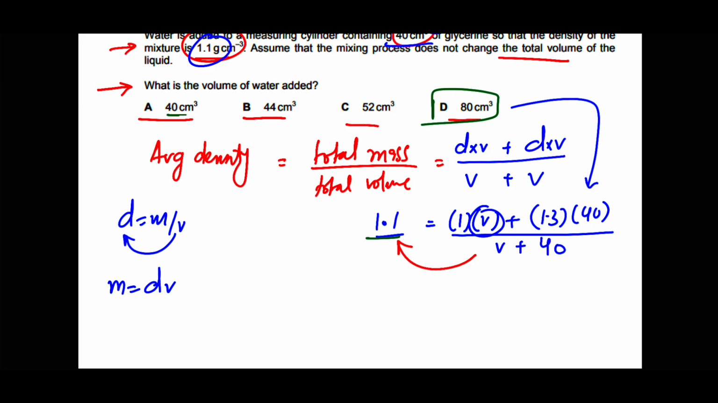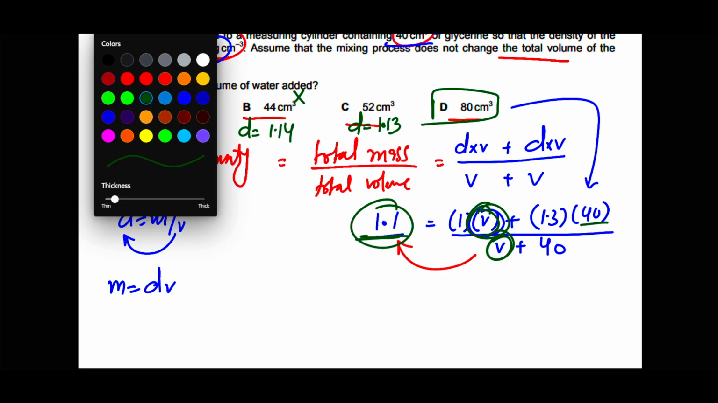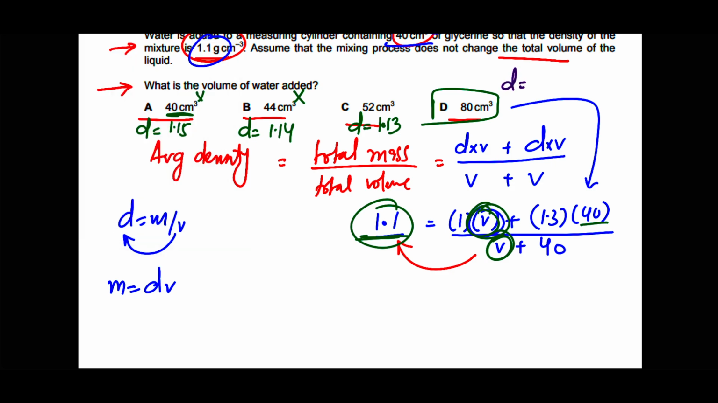So when I put 40 in place of V, my answer for density comes out as 1.15, which is wrong because I am expecting a value of 1.1. So I will reject this answer. Doing the same process again gives me a density of 1.14. Again wrong, I will reject this. The density given by option C comes out as 1.13. Again, I'm looking for 1.1. Now, when I put 80 in this equation, I get the density to be exactly 1.1. So my answer should be option D.